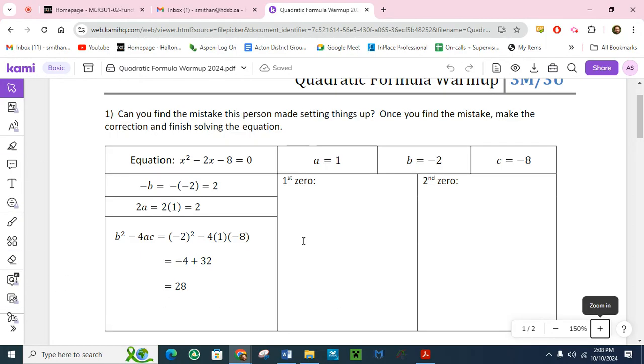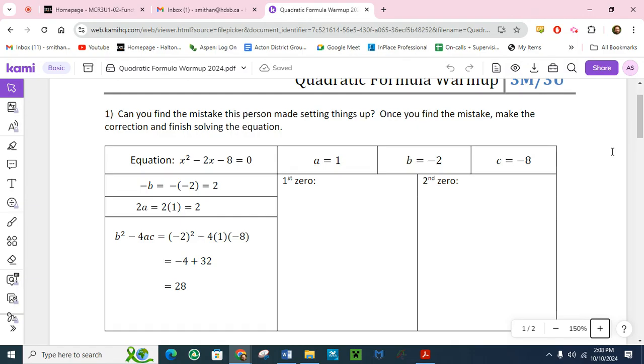There is a mistake. Anyone find the mistake yet? There's a mistake in there. Where? Don't know. Okay. Summer.